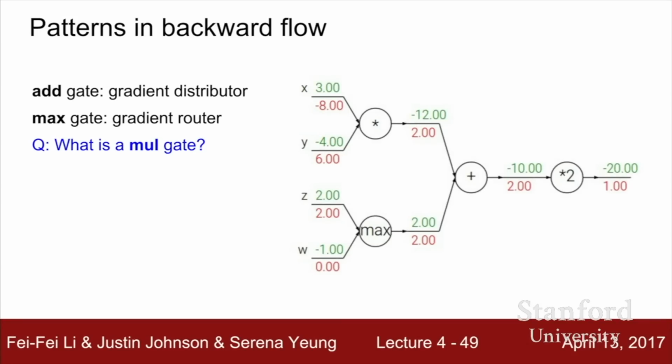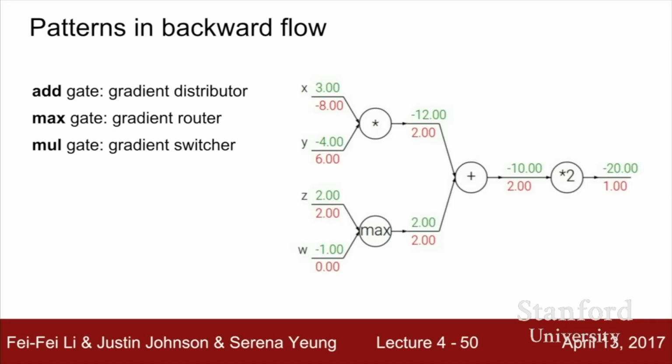Okay, and so another one, what's a multiplication gate, which we saw earlier? Is there any interpretation of this? The answer that was given is that the local gradient is basically just the value of the other variable. Yeah, that's exactly right. So we can think of this as a gradient switcher, and I guess a scaler, where we take the upstream gradient and we scale it by the value of the other branch.